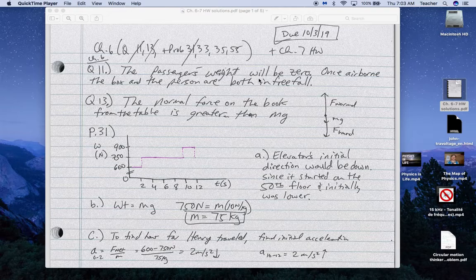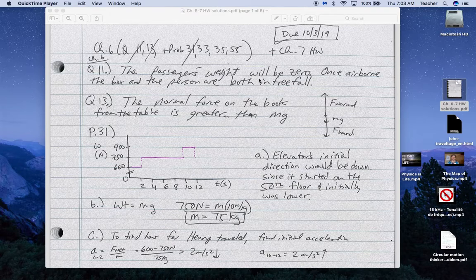For 13, if you're looking at a book being pushed into the table and look at the forces on that, the normal force on the book from the table is greater than the force of the hand on the book or mg on the book, because those two forces act down and the normal force acts up.